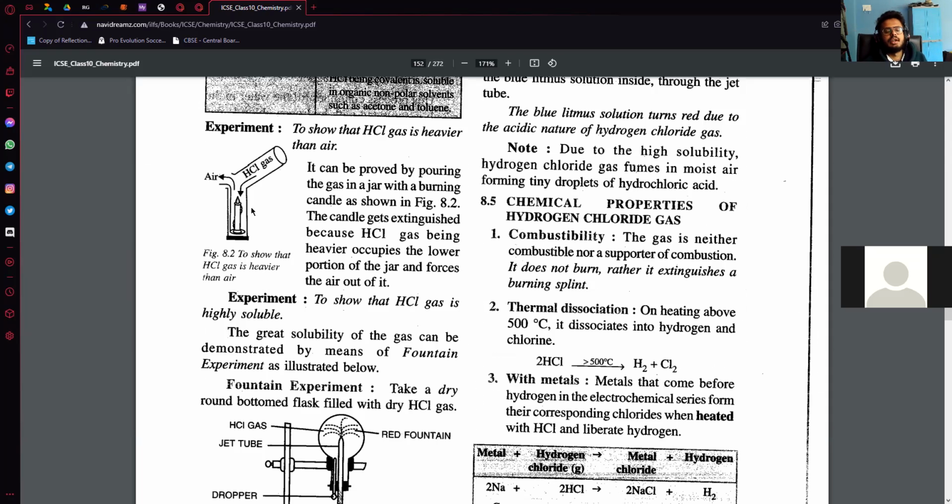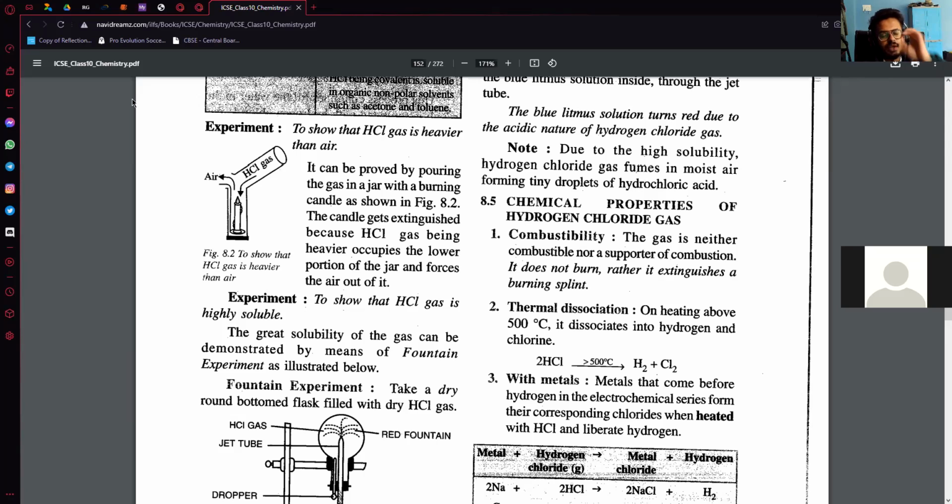Then there is one experiment where it is proven that HCl is heavier than air, and we can also conclude from this experiment that HCl is not a supporter of combustion. HCl does not allow things to burn. So we have a tube that is shaped something like this. We have HCl gas in this end, then air inside the tube. The candle is glowing right now. If I had a lid here and I opened it, HCl gas would start flowing down. Since HCl is heavier than air, it'll go down and displace the air out. So air will go out, HCl will stay there.